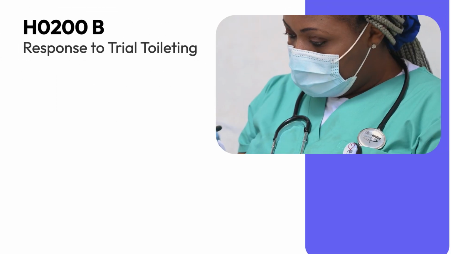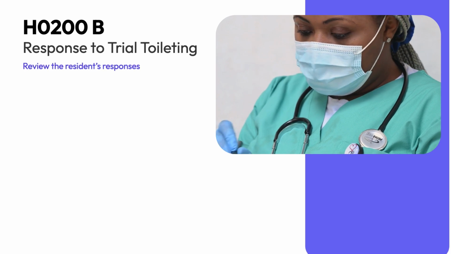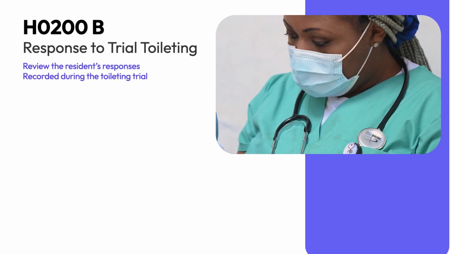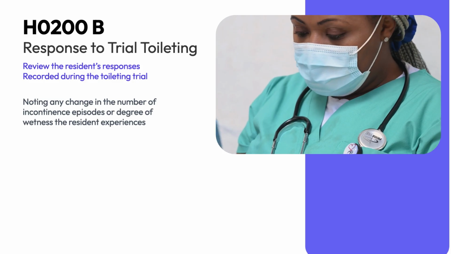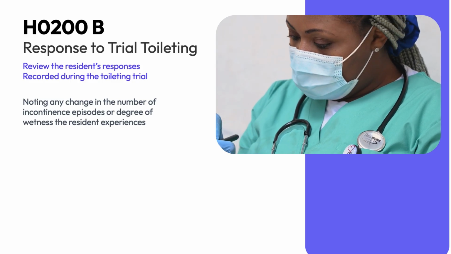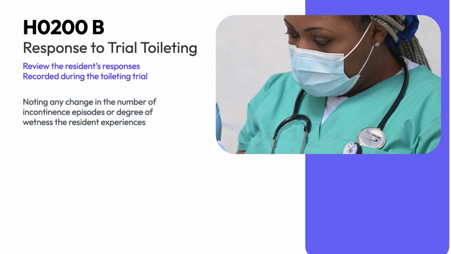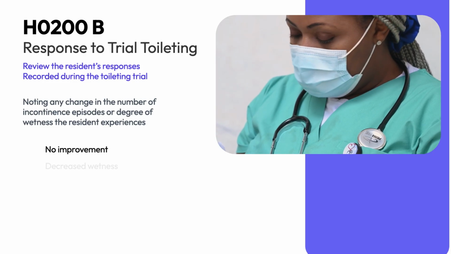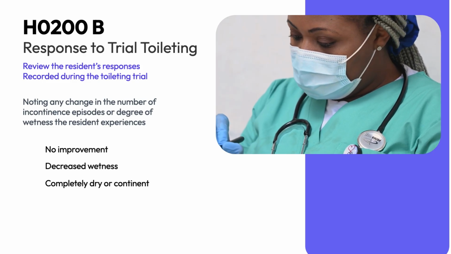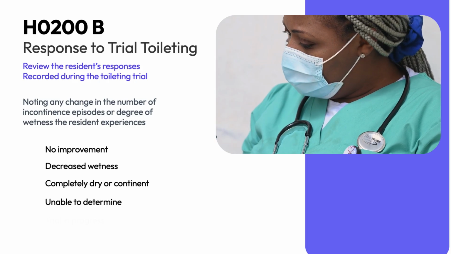Following will be item H0200B, response to trial toileting program, where we will review the resident's responses as recorded during the toileting trial, noting any change in the number of incontinence episodes or degree of wetness the resident experiences, and coding no improvement, decreased wetness, completely dry or continent, unable to determine, or trial in progress.